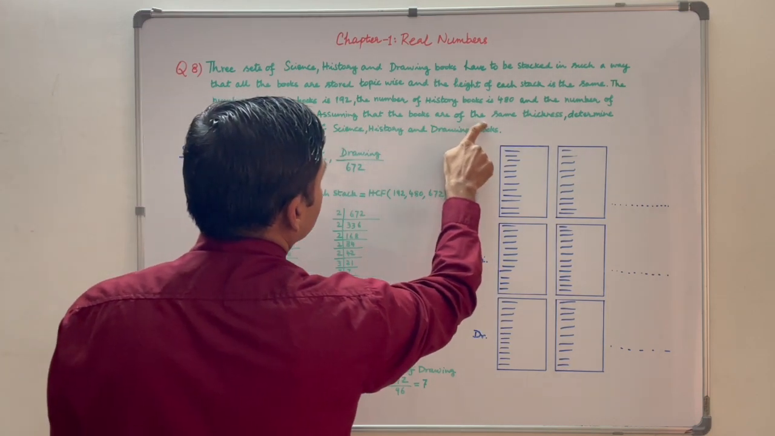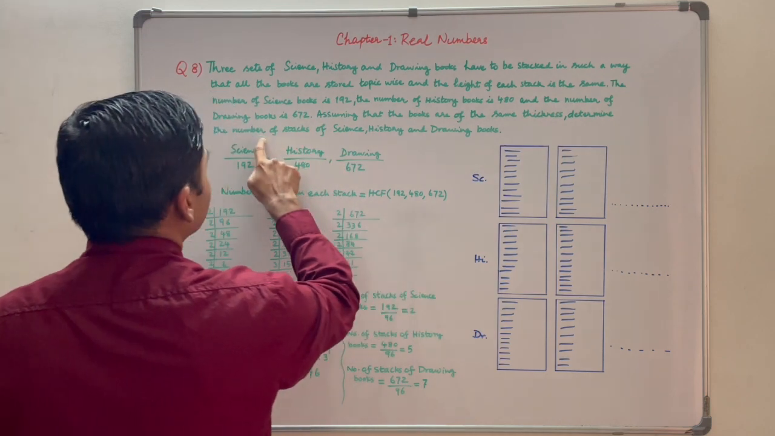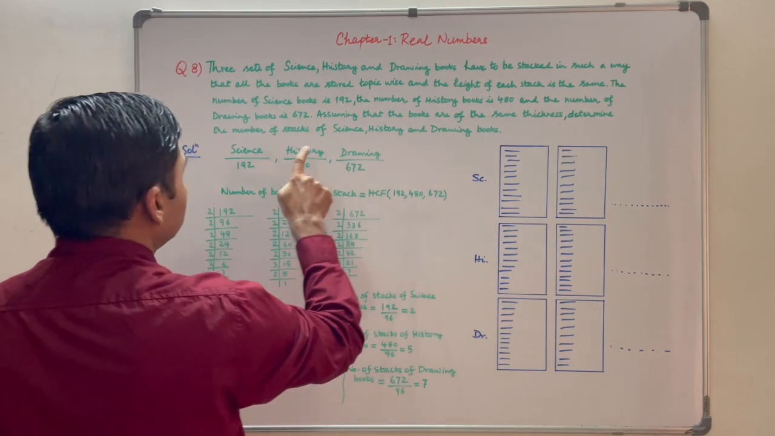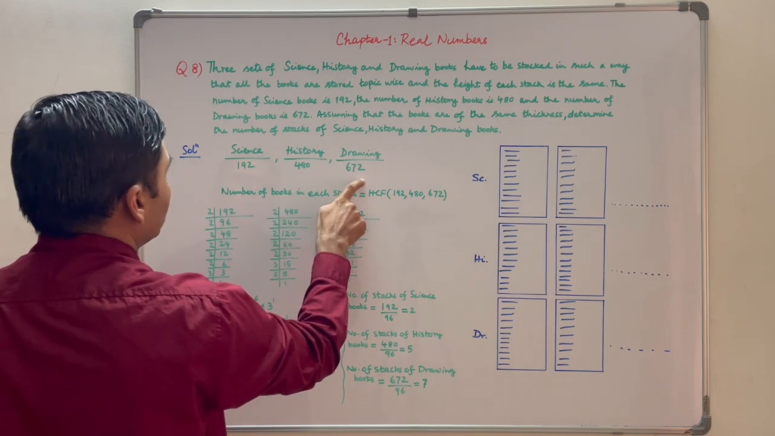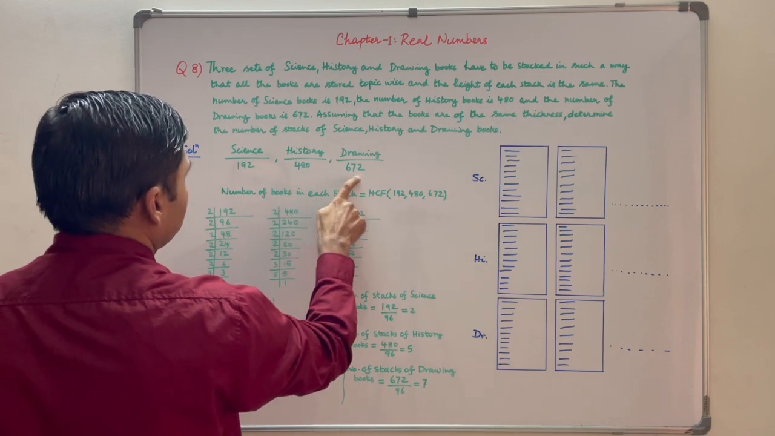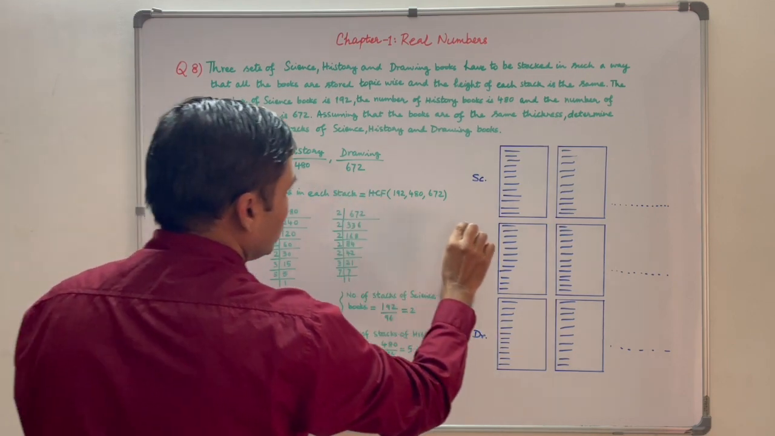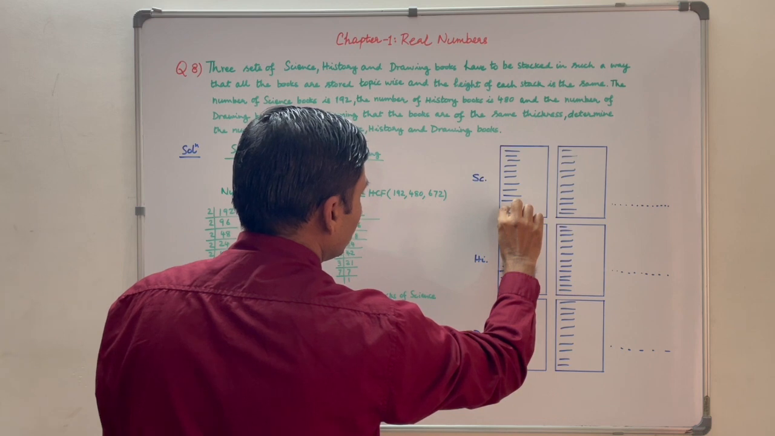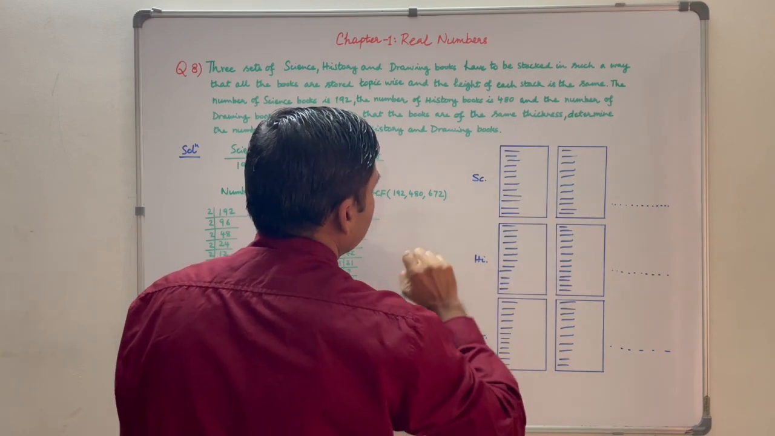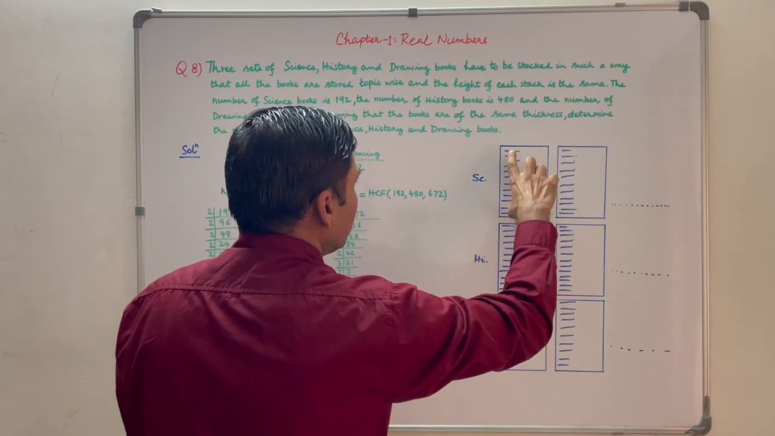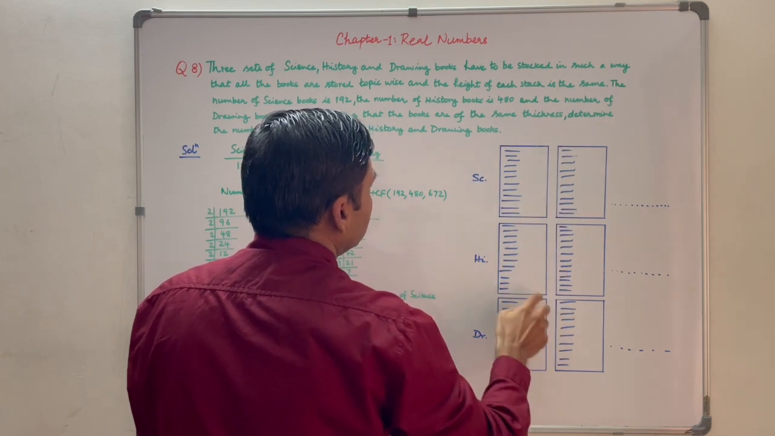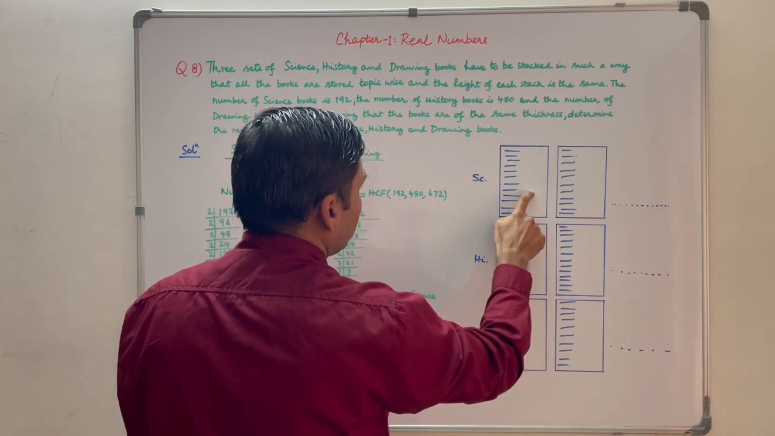Assuming that the books are of the same thickness, determine the number of stacks of science, history, and drawing books. It is given that there are three sets of books subject wise. They are 192, 480, and 672. And it is also given that the thickness of each book is the same and the height of each stack is also the same. That means the number of books in each stack will remain the same in all the stacks. So we need to find out that number.